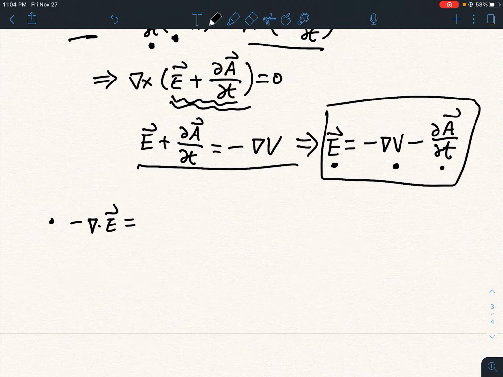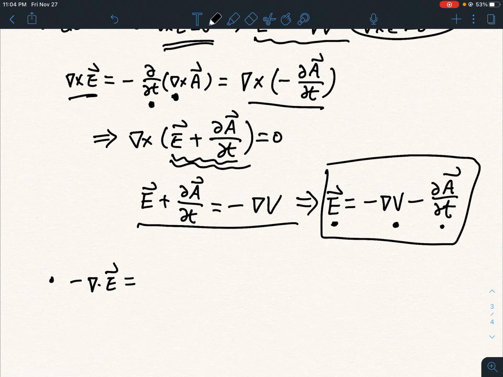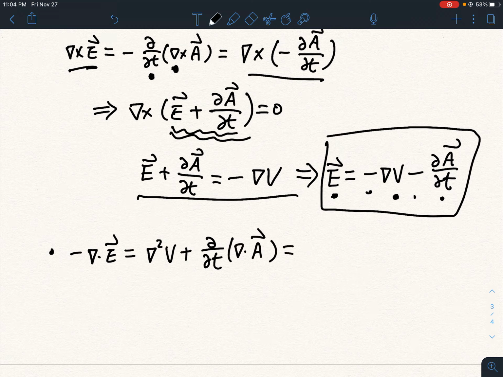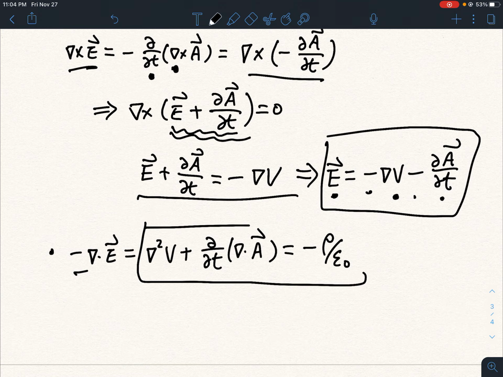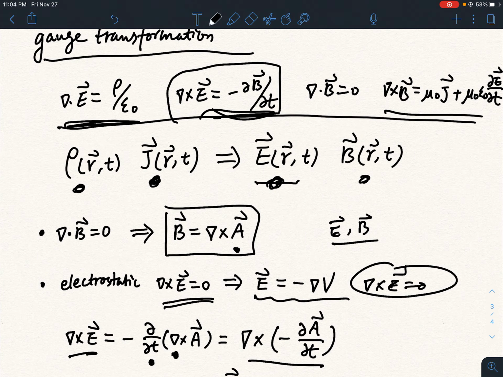One is this. So I put a minus sign there because there are minus signs here, and I wanted to let it become positive. So it looks like this, partial T. Now del dot A, because I put a minus sign here, is rho divided by epsilon 0. So now V and A will satisfy this equation. So this is what happened for this equation.